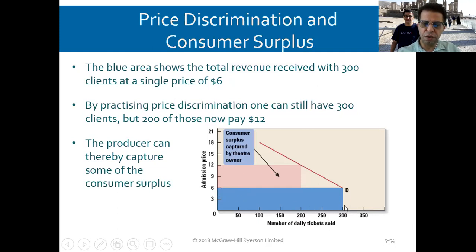So at $6 he sells 300. By practicing price discrimination, he can still have 300 by charging $12 to some. He set the price at $12 and managed to sell 200, and if he goes lower for other people, he can manage the 300. The reason, as we said, is that firms want to maximize their total revenue. So the producer can theoretically capture some of the consumer surplus, because when the price is higher, fewer people, some selected people, are still willing to pay. That's how they capture some of the consumer surplus.